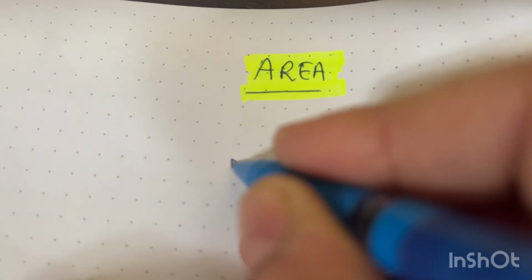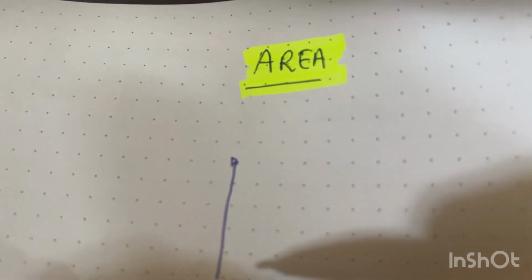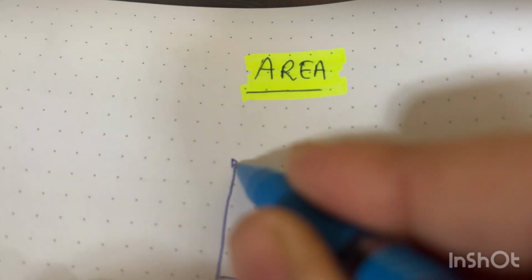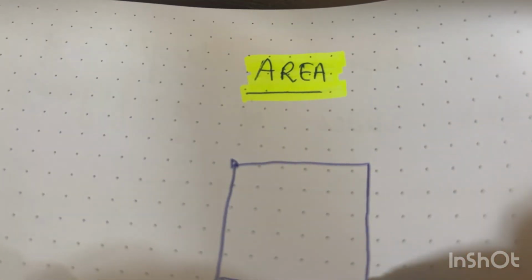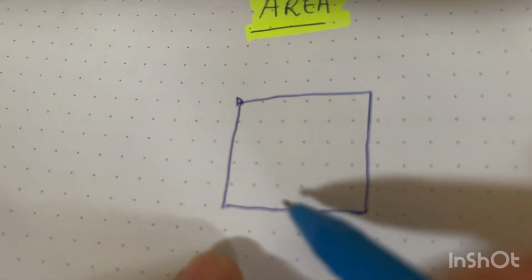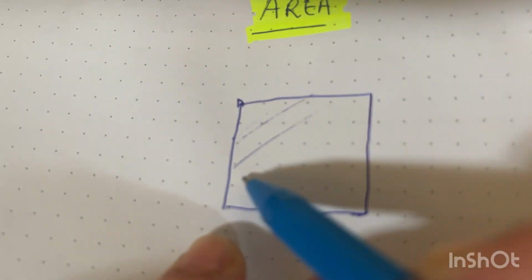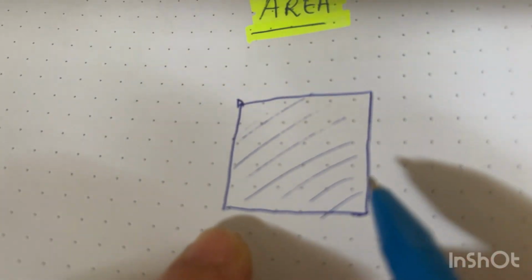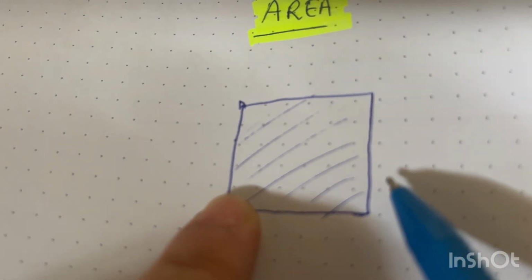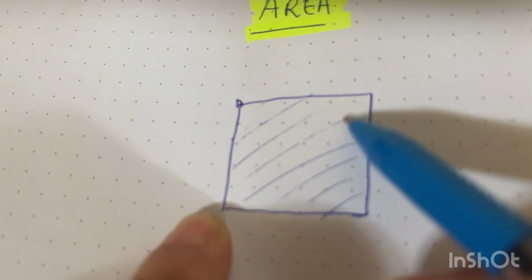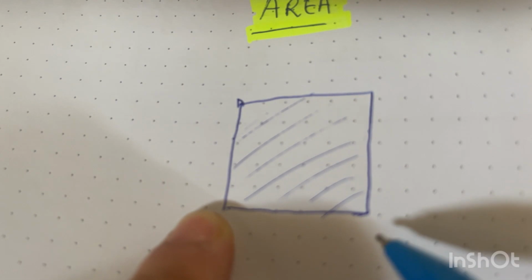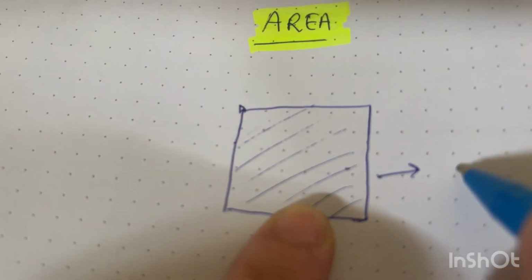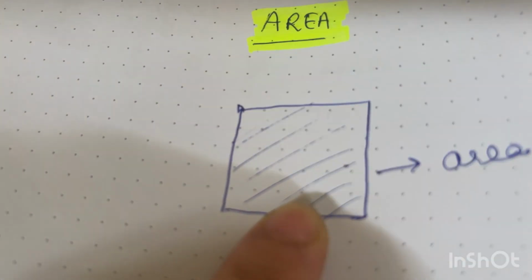Let us take a random figure, this shape. How are we going to find the area of this shape? The amount of surface covered, occupied by any shape is called its area. The inner portion, the whole portion inside the boundaries, is called the area of this shape.